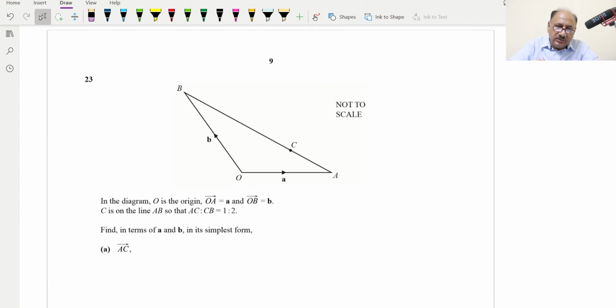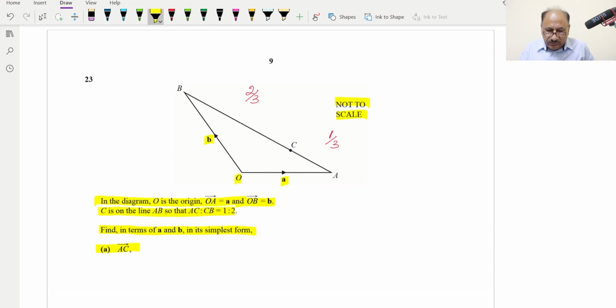Now question number 23. Question 23, drawing is provided which is not to scale. In the diagram, O is the origin. OA is A and OB is B. C is on the line AB such that AC to CB is 1:2. So this is 1 and this is 2. So this will be 1/3, and this will be 2/3 of what? AB is equal to what? First of all, they're asking find in terms of A and B in the simplest form AC.